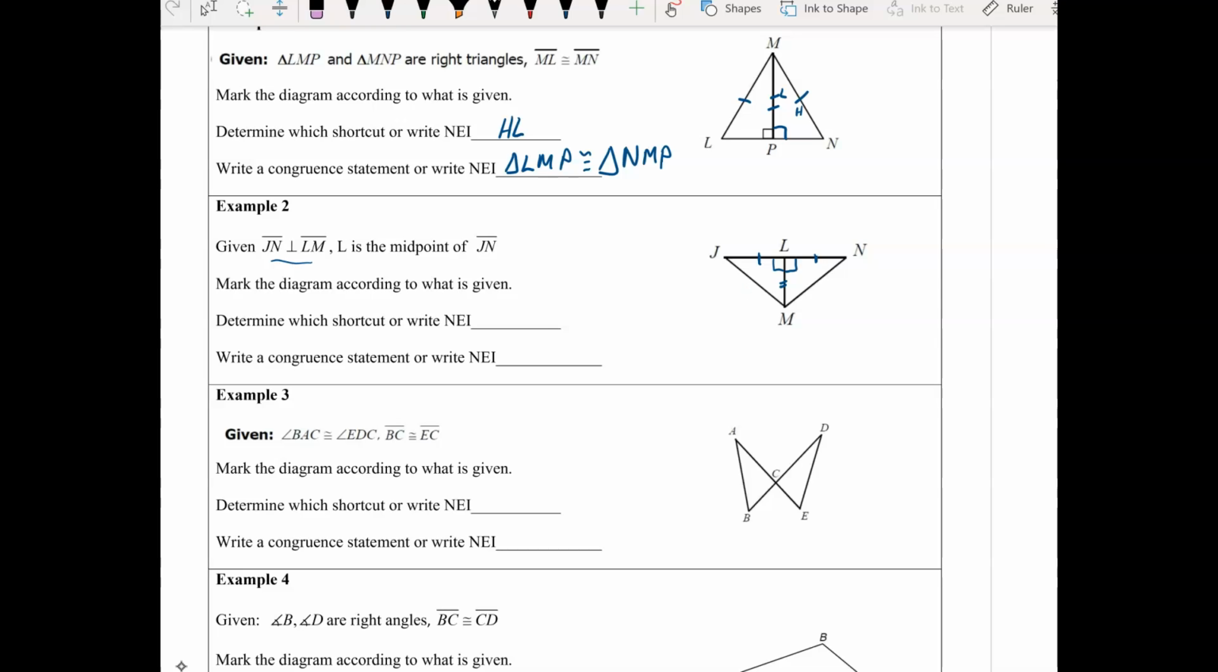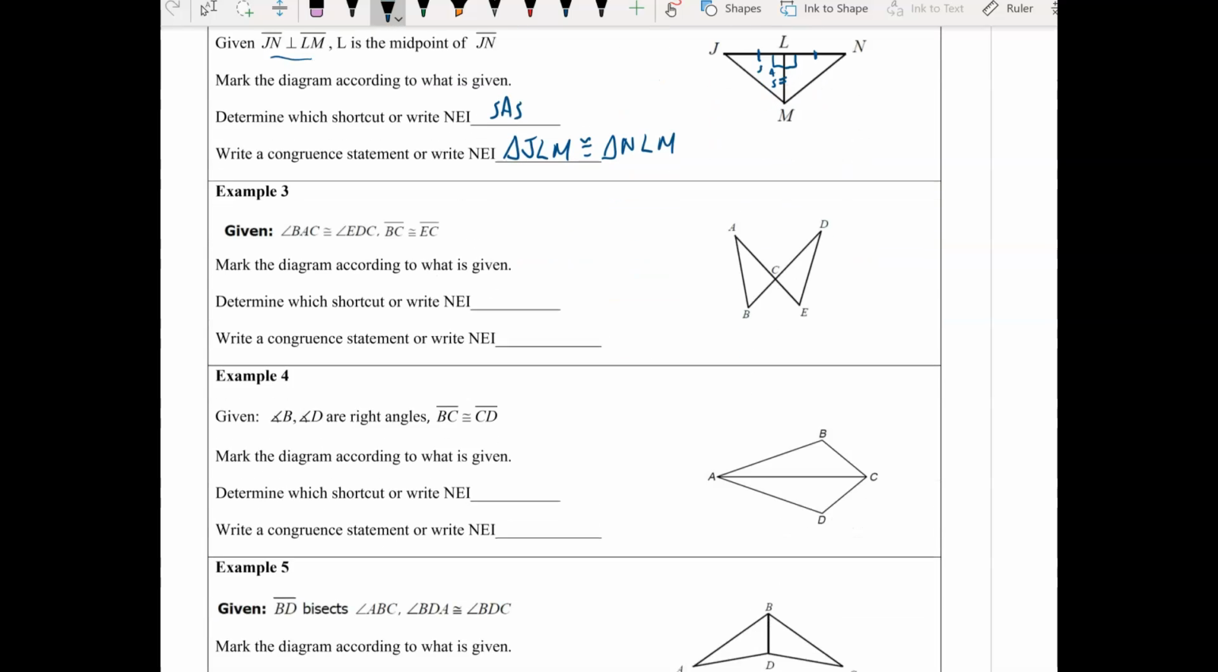So what this is, is side angle side. The right angles, of course, are congruent to the other right angle: side angle side. And so the congruent statement here would be that triangle JLM is congruent to triangle NLM.